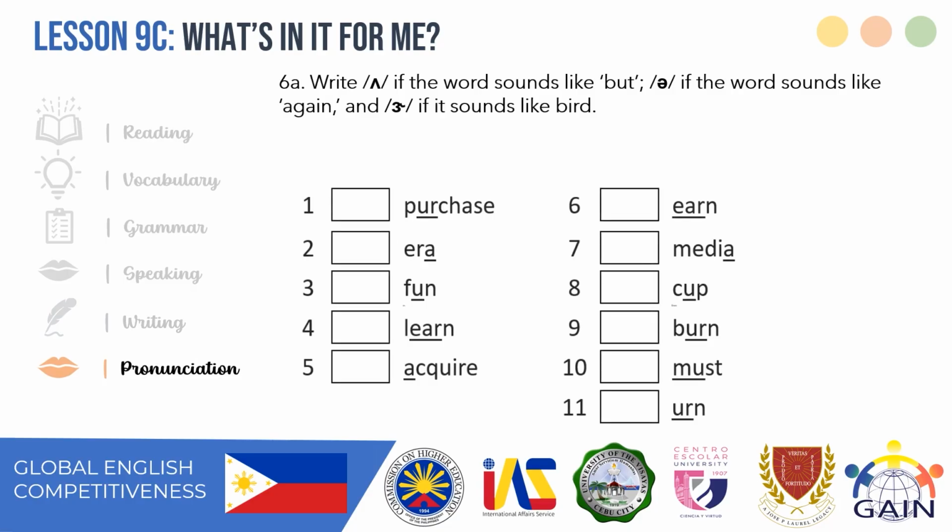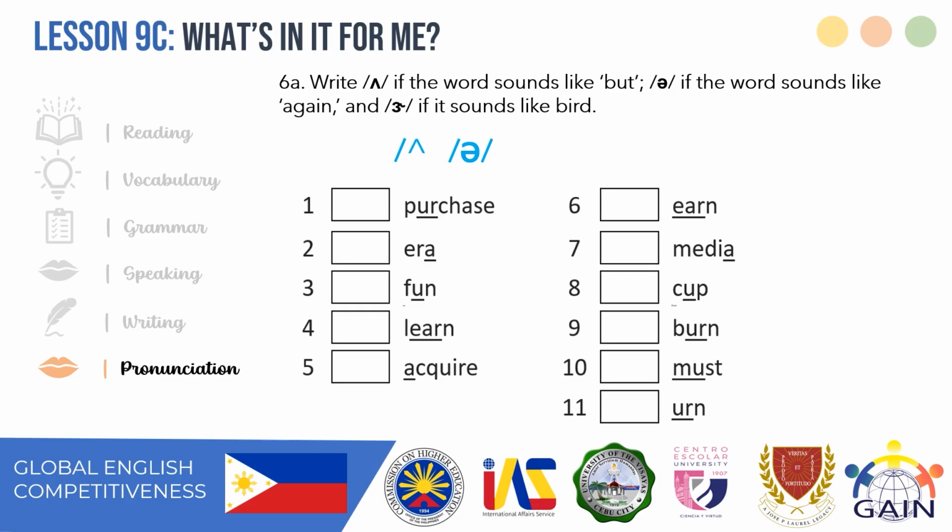Now for our pronunciation practice. If the vowel sound of the word sounds like but, write the wedge symbol or the inverted V. If the vowel sound of the word sounds like and again, write the unaccented schwa symbol or the inverted E. And if the vowel sound of the word sounds like bird, write the schwa plus R symbol.